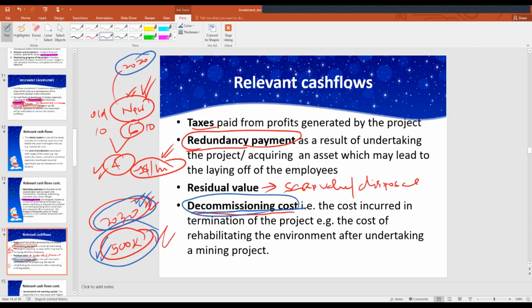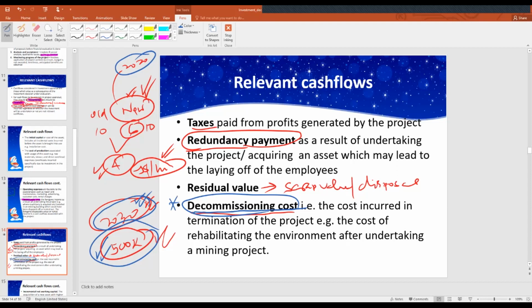And why do you incur it? Because in the first place you didn't invest in the project. So the cost you incur to make good for the environment you've destroyed is part of the decommissioning cost, which of course you have to incur. Even in construction, you can't just leave rubble all over after you've done the construction; you have to clear it off. So the cost you incur as you clear off, as you try to repair the environment, is also part of the decommissioning cost.